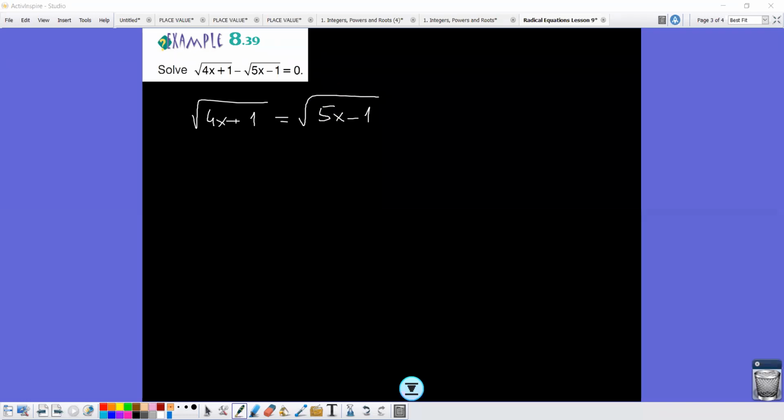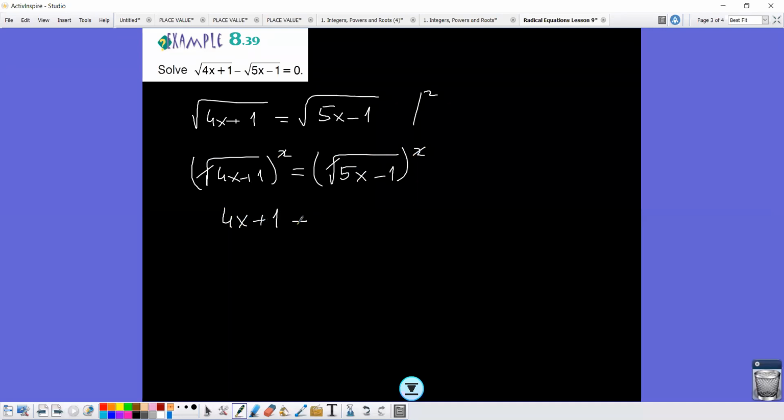Then we'll take the square of both sides, and then it will become root of 4x plus 1 squared is equal to root of 5x minus 1 squared. Then these two will cancel each other. And then we have 4x plus 1 is equal to 5x minus 1. Now, unknowns to one side, knowns to the other side. So I will have 1 plus 1 is equal to 5x minus 4x, which is 2 is equal to x.